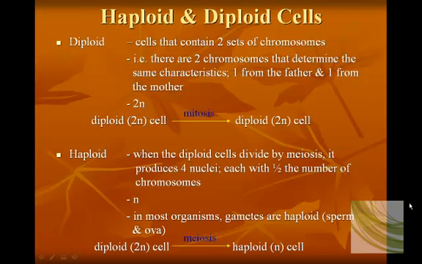The term diploid shows the cell contains two sets of chromosomes, as in there are two chromosomes that determine the same characteristics, one from the father and one from the mother, and the symbol of diploid is 2N. In the mitosis process, the diploid 2N cell will go through mitosis and produce another diploid cell which is identical to the parent cell.